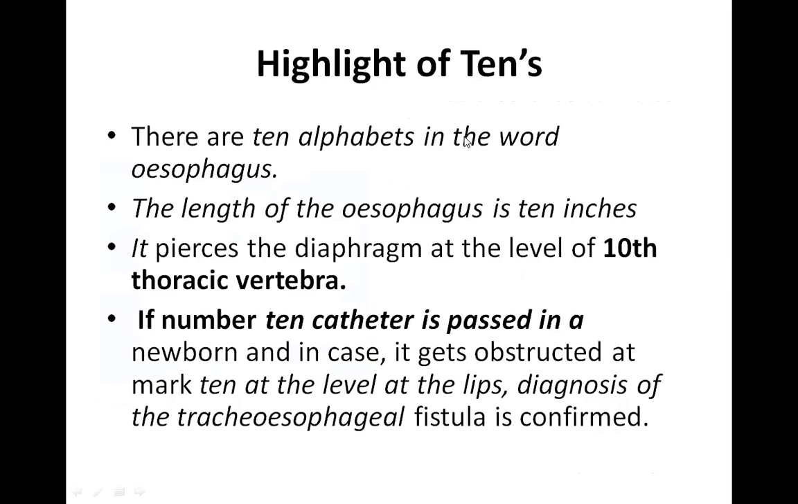And there is a highlight of tens. So what is this? The word esophagus has 10 alphabets in itself. The length of the esophagus is 10 inches. It pierces the diaphragm at the level of the 10th thoracic vertebra. And if a number 10 catheter is passed in a newborn, and it gets obstructed at the mark 10, as it has markings at the level of the lips, the diagnosis of tracheoesophageal fistula is confirmed. So this is the rule of 10 in case of the esophagus.